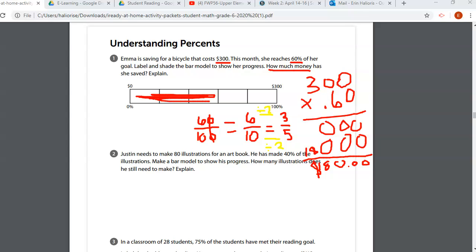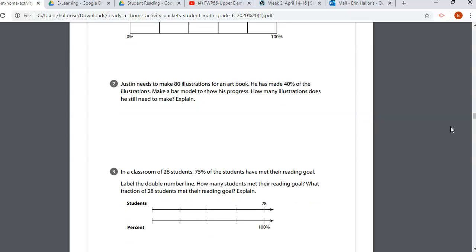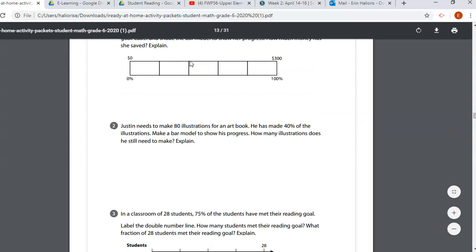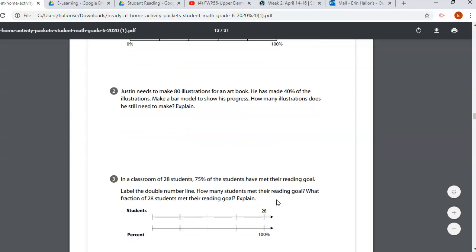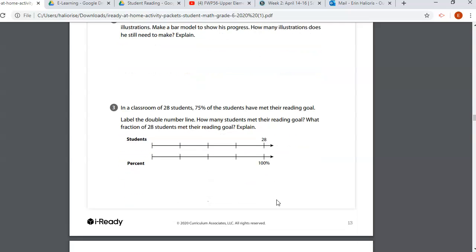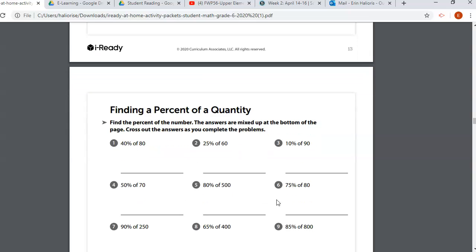So you are going to do the same thing for these problems. You're going to make a bar model just like we did up above, just like this one was already made for you. Alright, next page. Ooh, this video's going to be long.